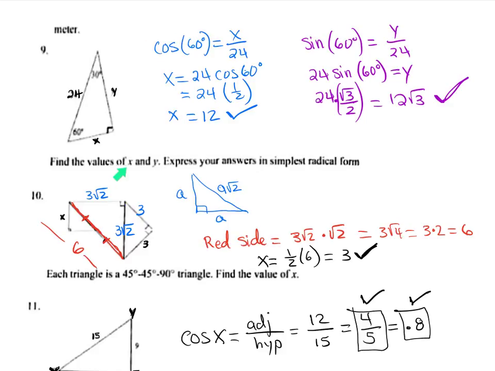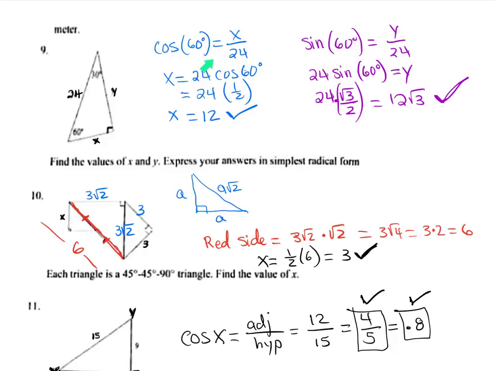Looking at number 9, it's asking us to find the values of x and y and express your answers in simplest radical form. All right, well, we have x here. We can use SOHCAHTOA because x is, if we look at the 60 degrees, x would be adjacent to the 60, and 24 would be the hypotenuse, and so that would be cosine. Cosine is adjacent x over hypotenuse 24. So we write the equation that cosine of 60 degrees is x over 24.